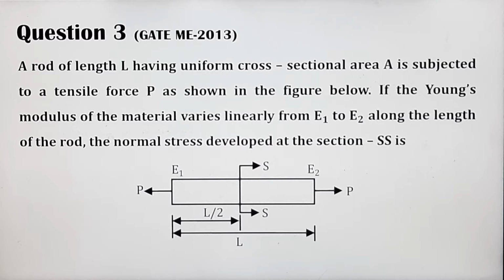A rod of length L having uniform cross-sectional area A is subjected to a tensile force P as shown in the figure below. If the Young's modulus of the material varies linearly from E1 to E2 along the length of the rod, the normal stress developed at the section SS is to be determined. Please note down the diagram.